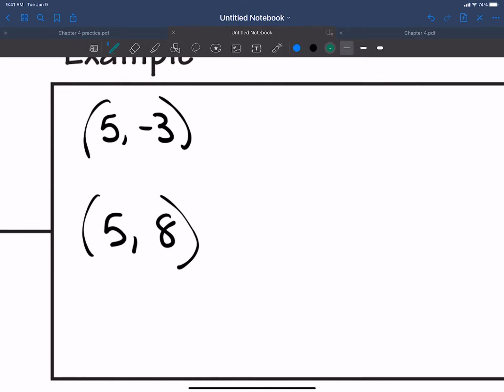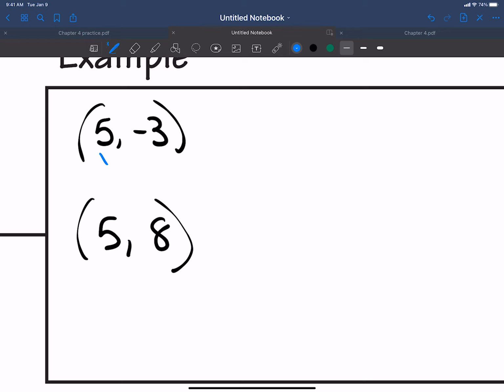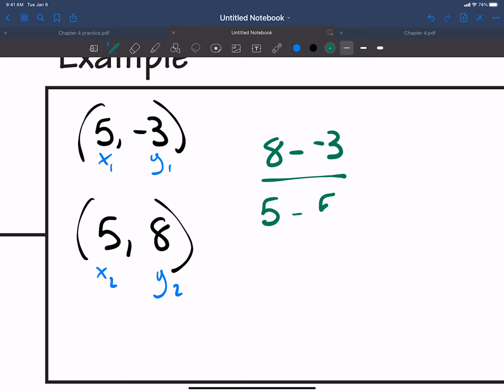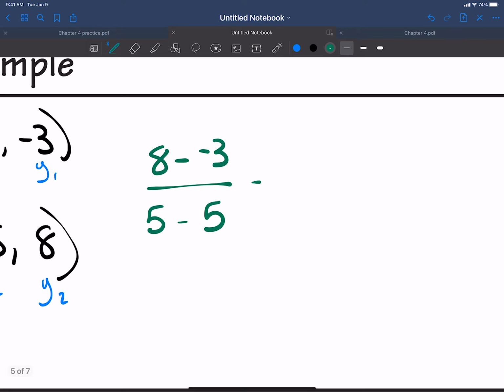Let's go do another one. My job is to first just designate who is who. 1, 1, 2, 2. Now just go and plug them in. It's y2 minus y1 over x2 minus x1. And then you just do the math. These would make a double negative, so it's actually going to be 3 plus 8, 9, 10, 11, so it'd be 11 over, now 5, take away 5 is 0.